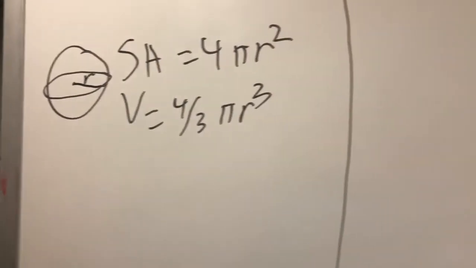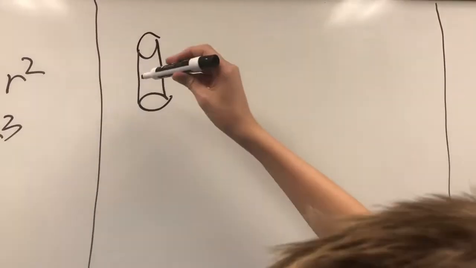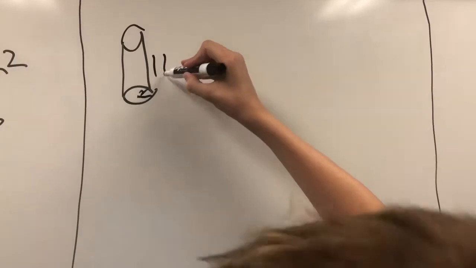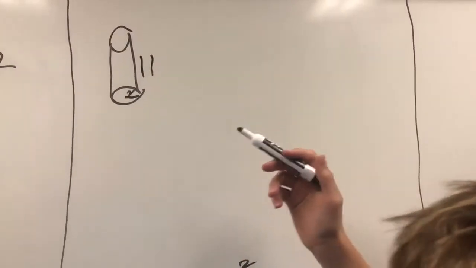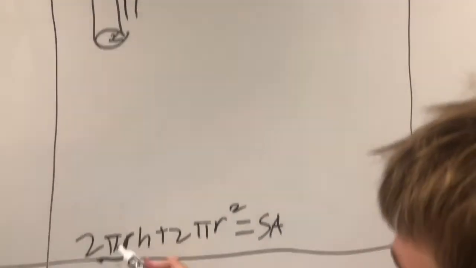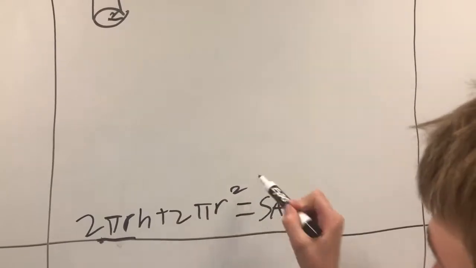Let's try some practice problems. Here we have a cylinder with a radius of 2 and a height of 11. Try to find the surface area for yourself. Remember, the surface area formula is 2 pi times r times h plus 2 pi r squared.